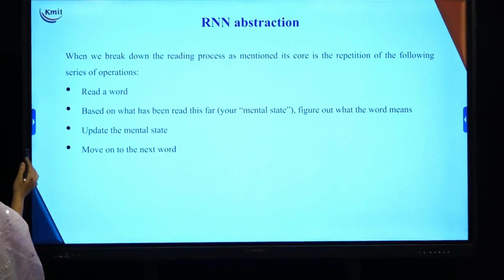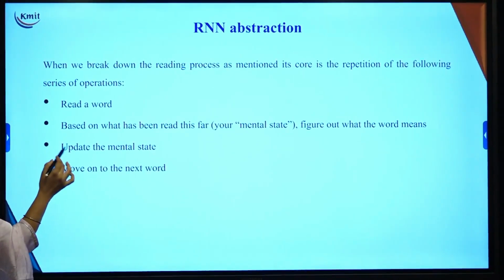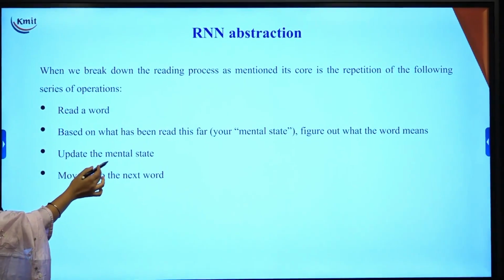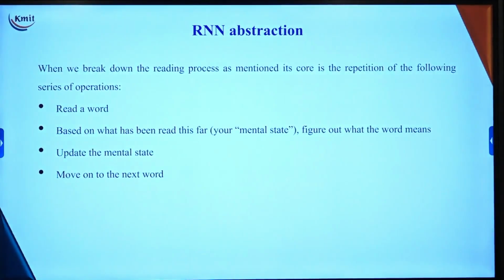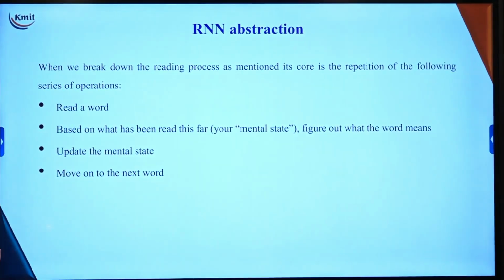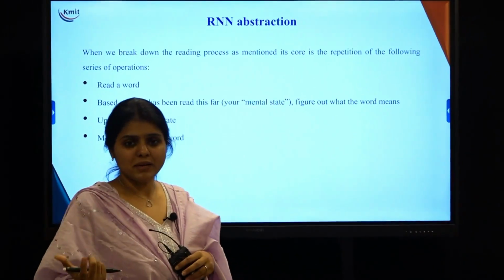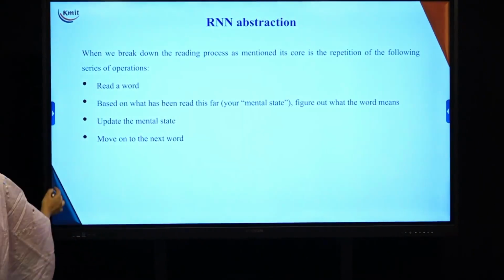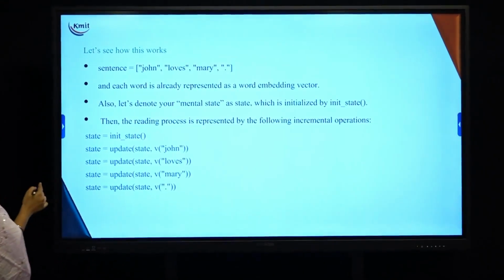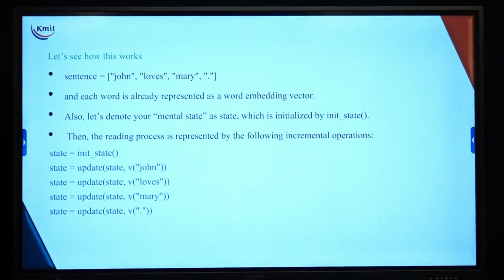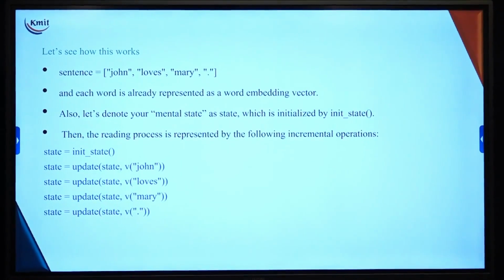Okay, we read a word based on what has been read so far. We update the mental state and move on to the next word. So this is how your RNN will process the given word embeddings. Let's see how this works. Let's take the same sentence, John loves Mary.